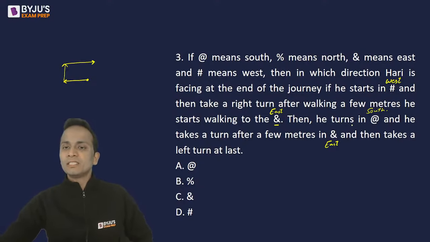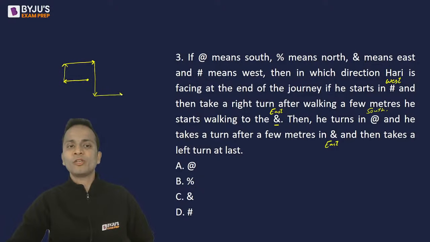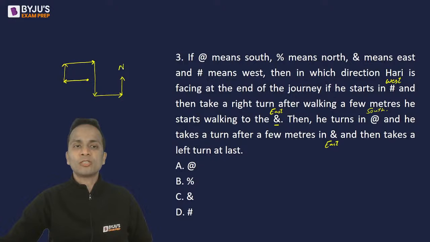He then turns in the south direction. So south means downwards, whatever distance, and he takes a turn a few meters in the east direction. So now he is walking towards east and then takes a left turn at last. Now after taking this, the direction in which he is facing is north direction.